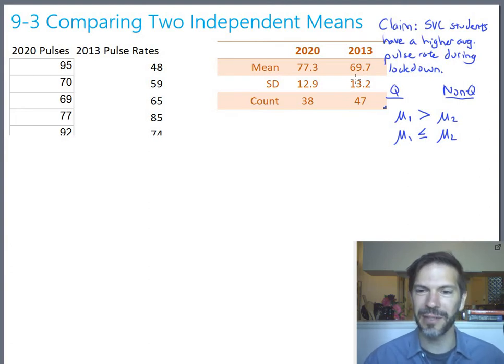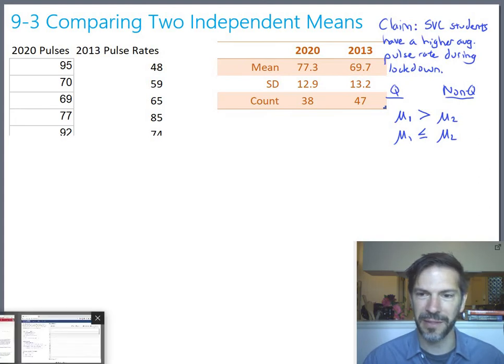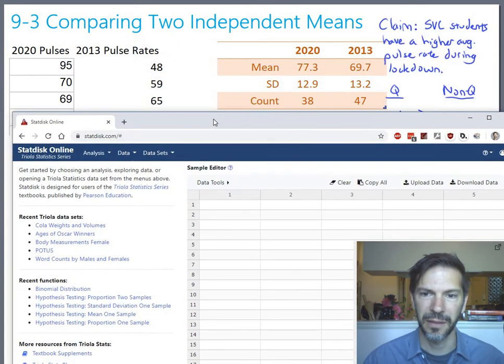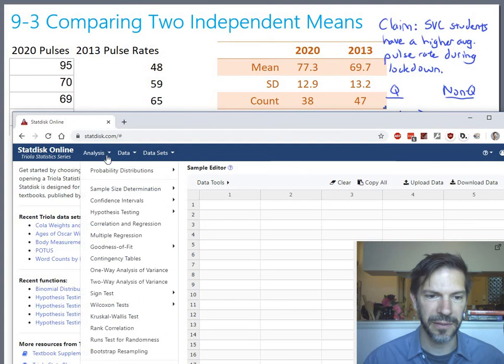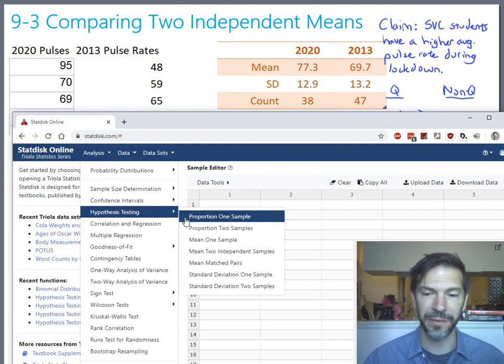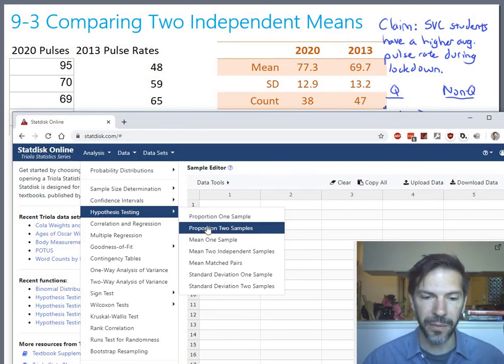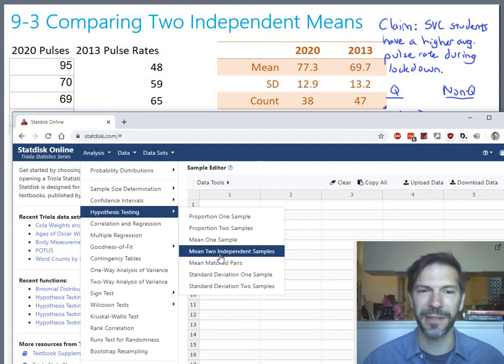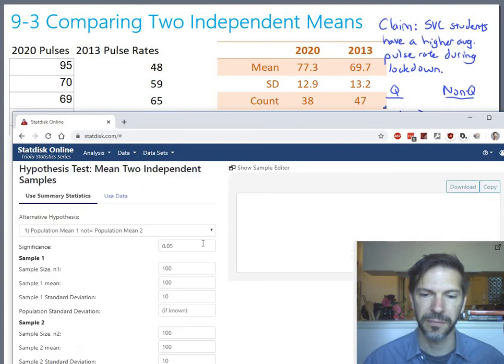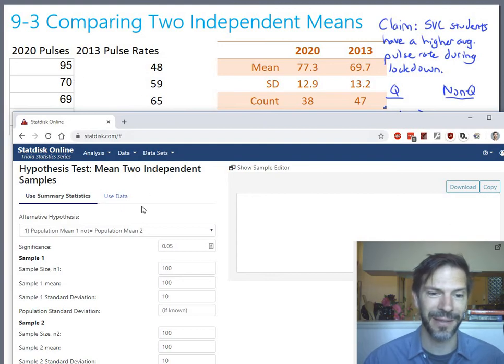So this is where we need StatDisk. So go ahead and grab StatDisk. And we want to go to analysis. We want to do hypothesis testing. Let's keep in mind that will generate the interval also. And we want to do means, two independent samples. Okay. So we are going to use the summary statistics because we have those right here. You could, if you just had raw data, like if you just had these lists here, nothing else, you could click use data.